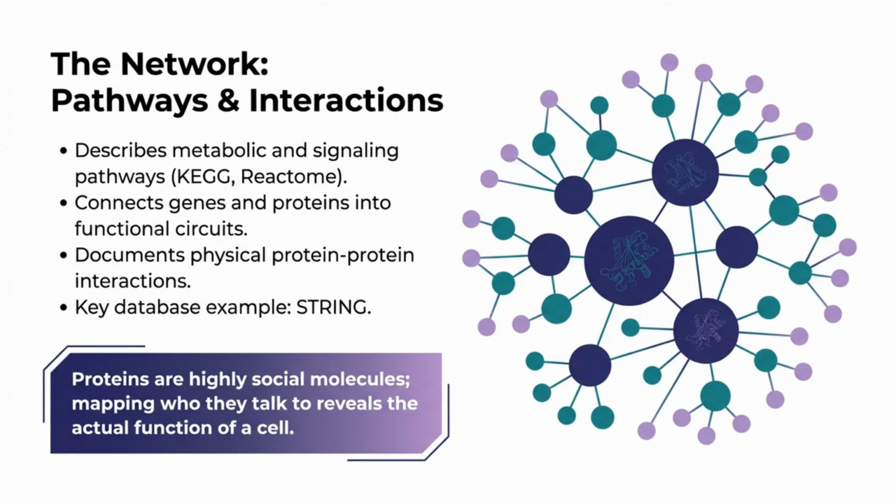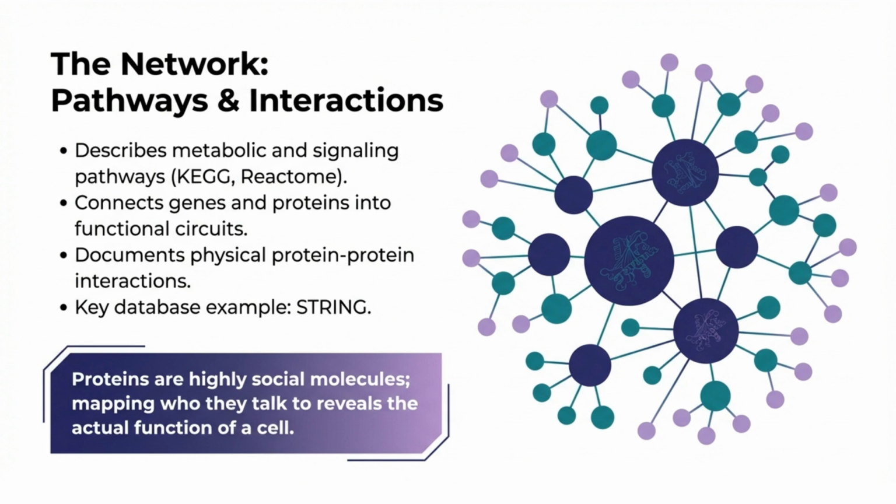Resources such as KEGG and Reactome help map biological pathways. They show how molecules participate in metabolism, signaling, and disease-related processes. Then, databases such as STRING help identify protein-protein interactions. This is important because sometimes the function of a protein becomes clear only when we see what other molecules it interacts with. If you look at the slide, think of these resources as the network map of the cell. They help us move from isolated genes to coordinated biological systems.